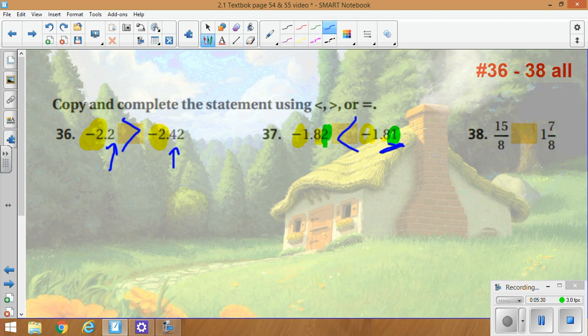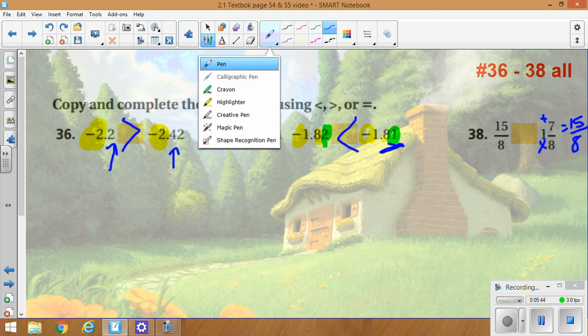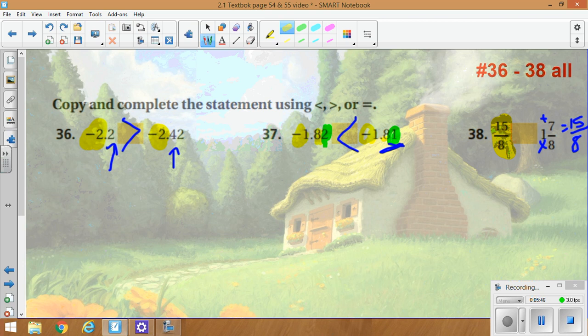So improper, 1 7/8, you're going to do the merry-go-round trick. 8 times 1 is 8, and then 8 plus 7 is 15. So 1 7/8 is equal to 15 over 8. So if I look at these two, 1 and 2, hopefully you notice they are both exactly the same, so the answer is equal. All right, guys, pause here if you need any of this work. Otherwise, I'm going to the last question of your day.